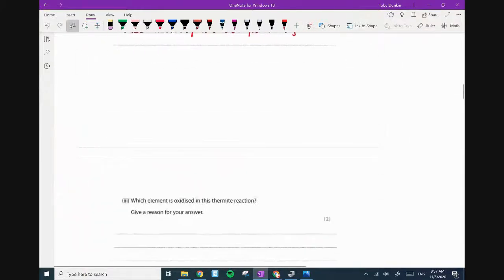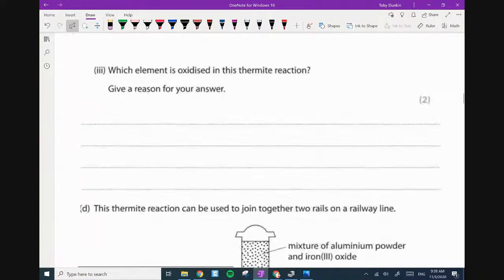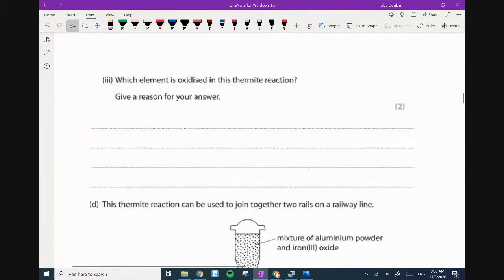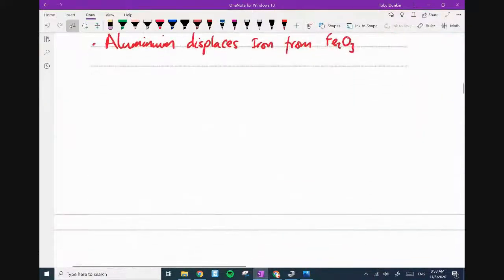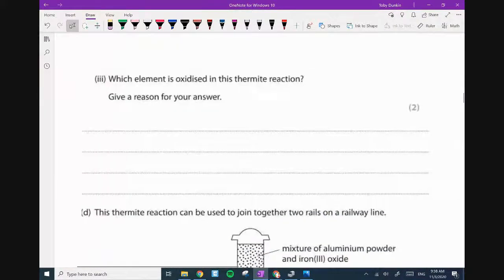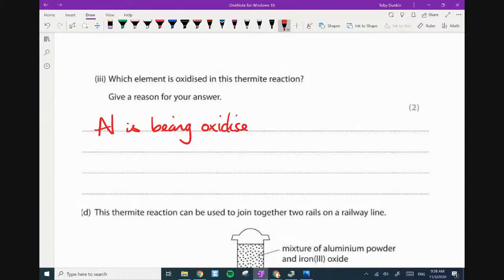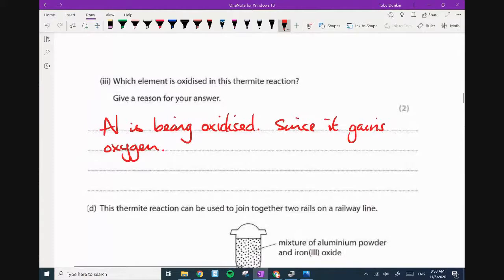Oh, sorry, my laptop's taking a bit of time. There we go. Which element is oxidized in the thermite reaction? So who's gaining oxygen? Aluminium is being oxidized and iron oxide is being reduced. Aluminium, Al, is being oxidized. You can see how common these questions are. Folks, it's designed to be repetitive. Aluminium is being oxidized since it gains oxygen. I like it. You could also say, by the way, loses electrons.